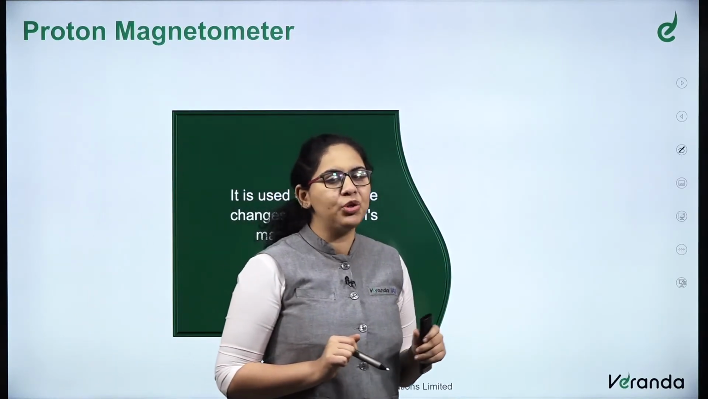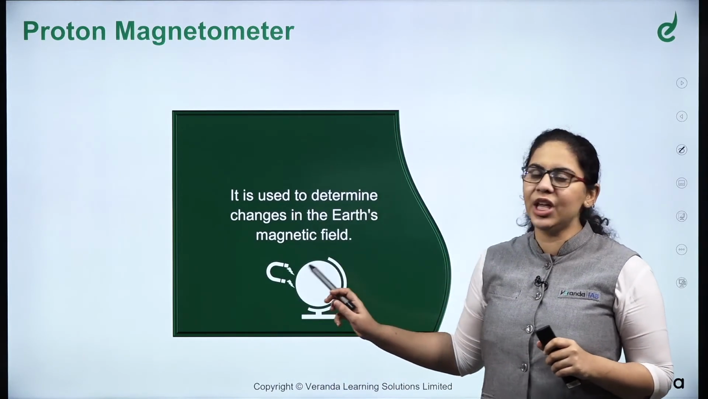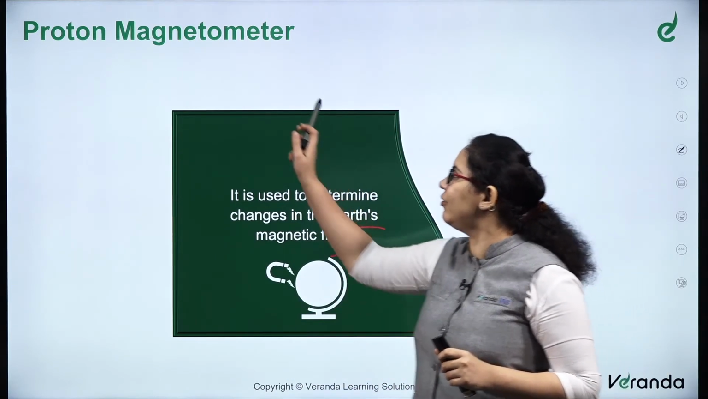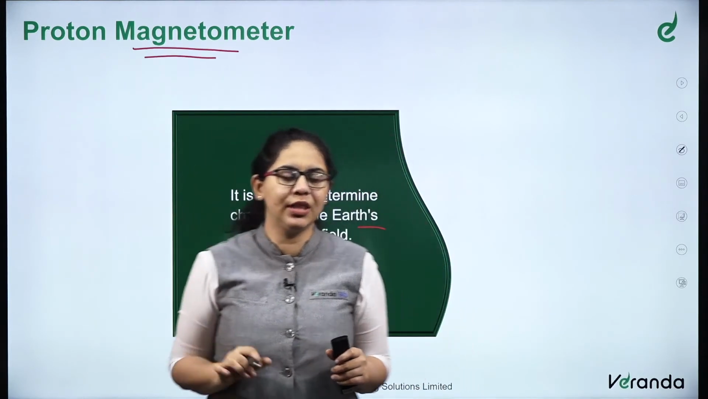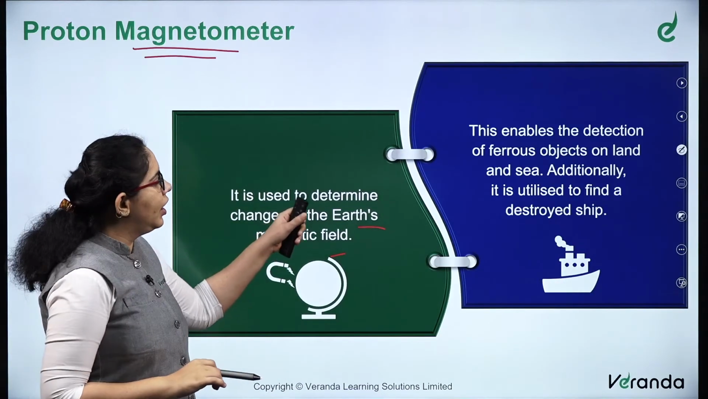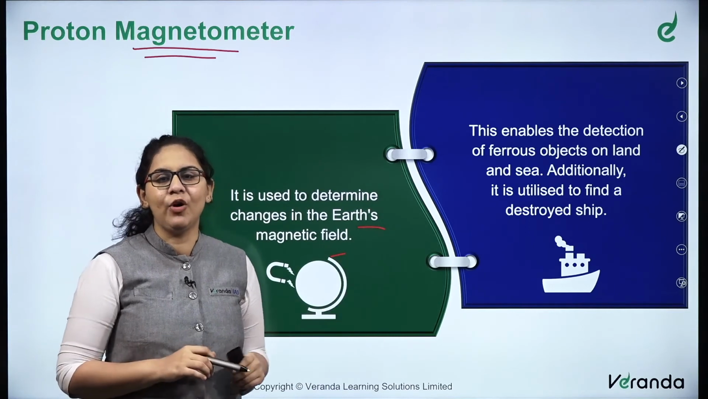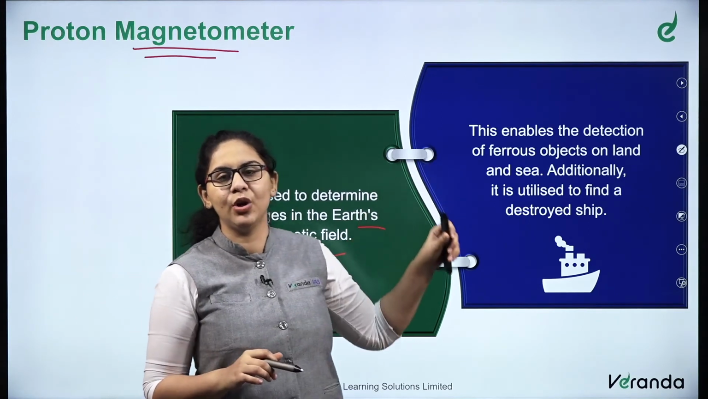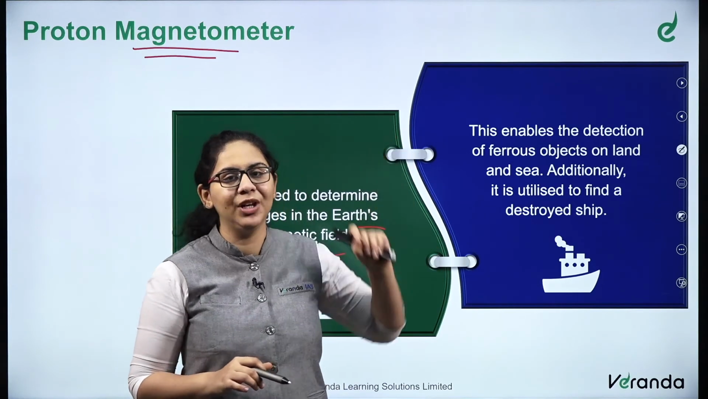Next, something about proton magnetometer. What is it? It is used to determine changes in the Earth's magnetic field. Magnetometer tells us that it has something to do with the magnetic field of the Earth. With the proton magnetometer, what is easier for us? It enables the detection of ferrous objects. Iron smelting was very popular during those days.